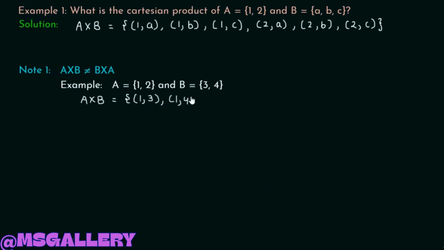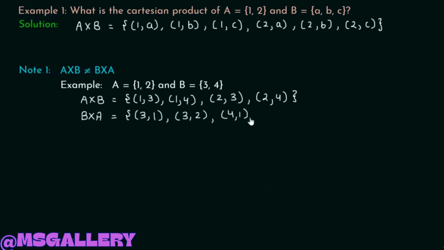Here we can have 1, 4, then we can have 2, 3, 2, 4, right? These are all the possible combinations. In this set, we must have ordered pairs where the first element belongs to B and the second element belongs to A. Let's take the first element 3 and the second element we can take 1, then we can take 2. Now let's take the second element, that is 4, and 1, 4, and 2. These are all the possible combinations, right?